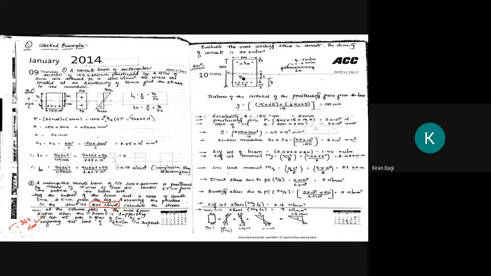So calculate the stress at the extreme fibers of the middle span section when the beam is supported on its own weight. Okay, so here he is talking about the dead load or dead weight, and the span of the beam is how much? 6 meters.